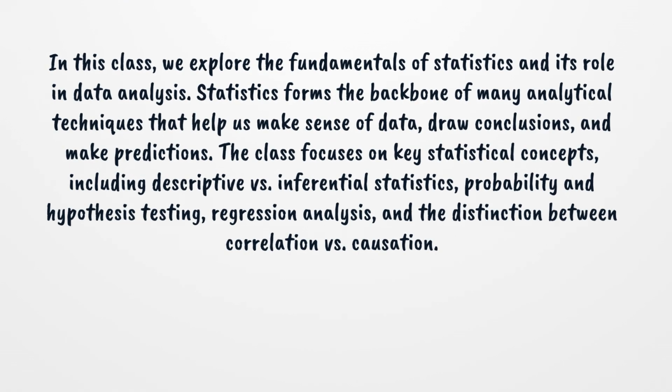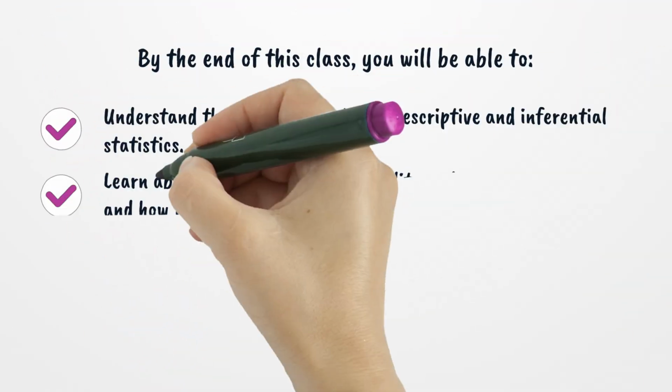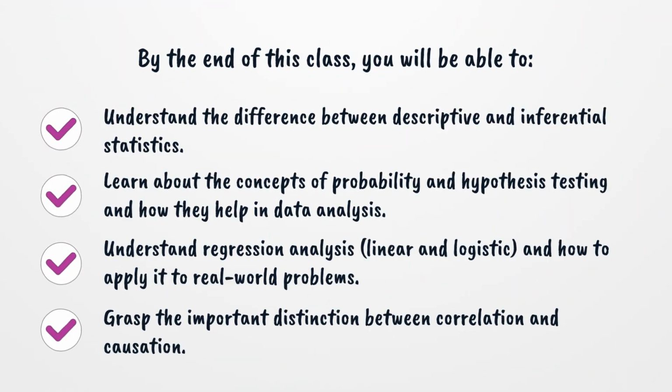The class focuses on key statistical concepts, including descriptive versus inferential statistics, probability and hypothesis testing, regression analysis, and the distinction between correlation versus causation. By the end of this class, you will be able to understand the difference between descriptive and inferential statistics. Learn about the concepts of probability and hypothesis testing and how they help in data analysis. Understand regression analysis, linear and logistic, and how to apply it to real-world problems. Grasp the important distinction between correlation and causation.